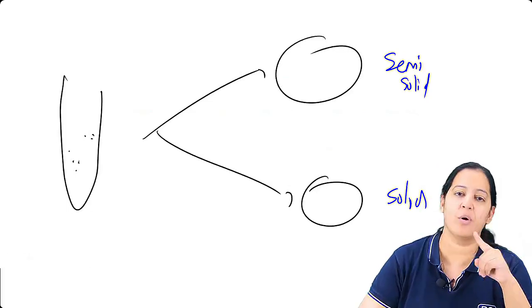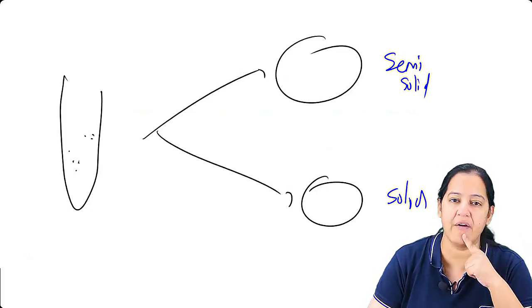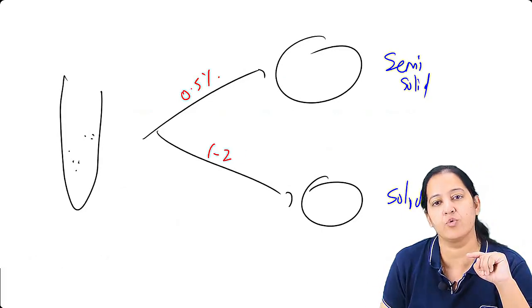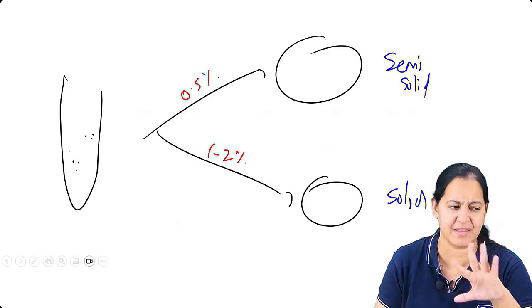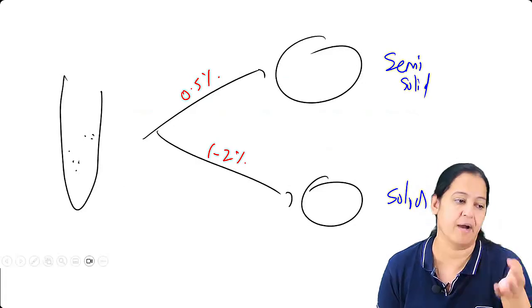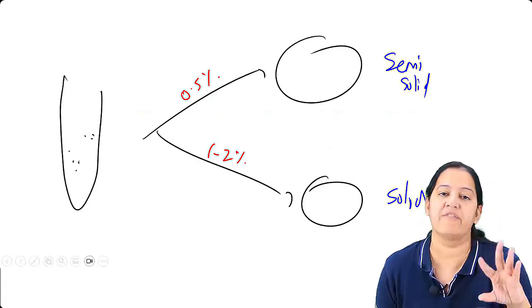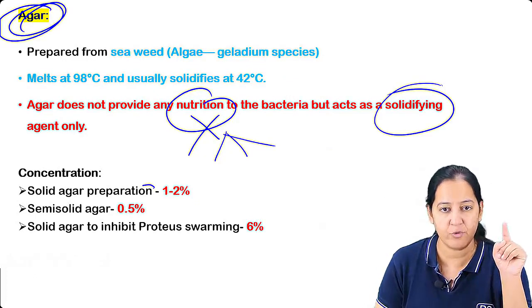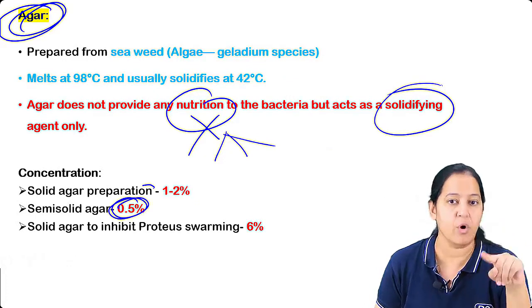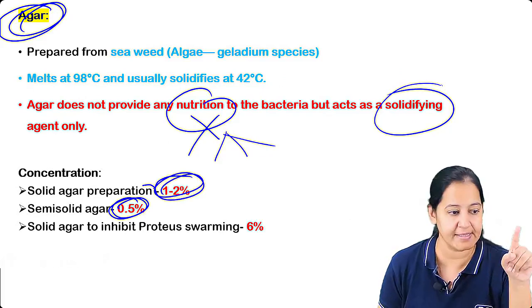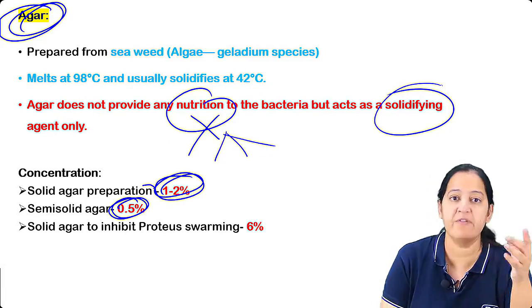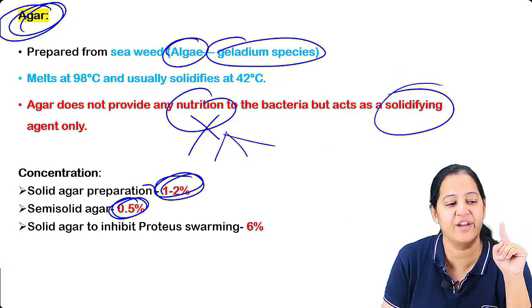For semi-solid, I have to add 0.5%. And for solid, I have to add 1 to 2%. Let me check these percentages. I think I'm right. Agar is a solidifying agent that solidifies. Say yes. Yes, I'm right. For semi-solid, we have to add 0.5%, and for solid, 1 to 2%. It has zero nutritive value. It is obtained from an algae. The name of the algae is Gelidium species.